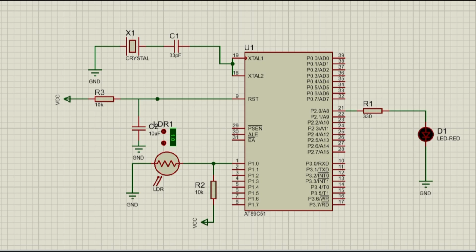Now let us simulate the project. You can see directly the LED glows. This is a fundamental example of how a microcontroller can be used to sense environmental conditions and react accordingly.